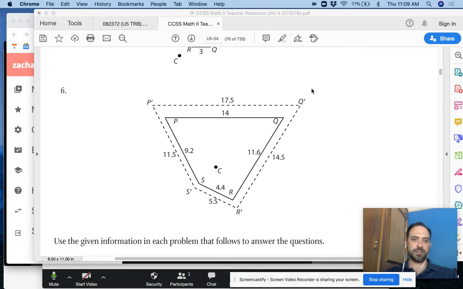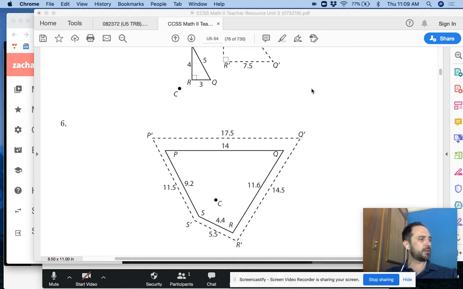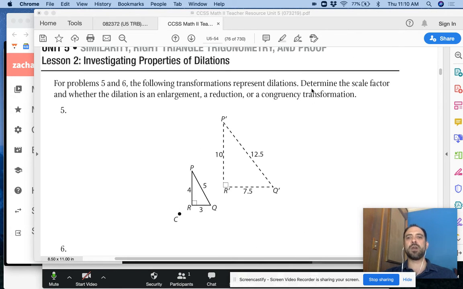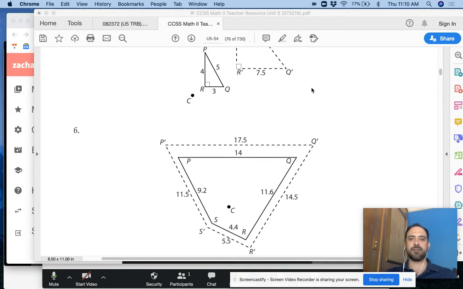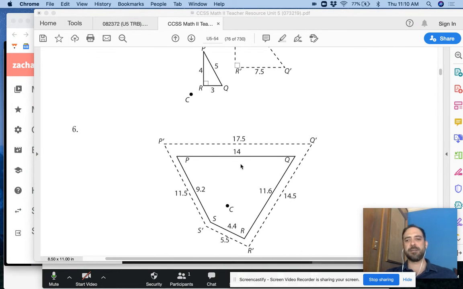All right, so here's the deal. We need to again see if this is an enlargement, reduction, or congruent. We know it's not congruent, right? Obviously, it's not congruent because it's different. It's not the exact same in the exact same position. Okay, so look, we could do this from the sides here. Let's find an easy one to deal with. They're all not very easy.